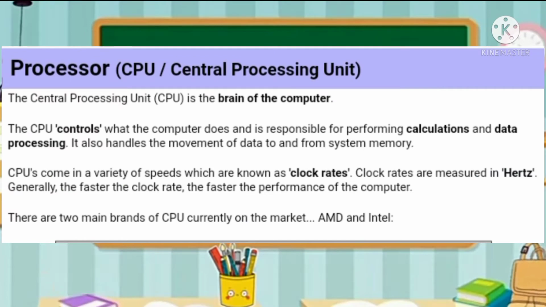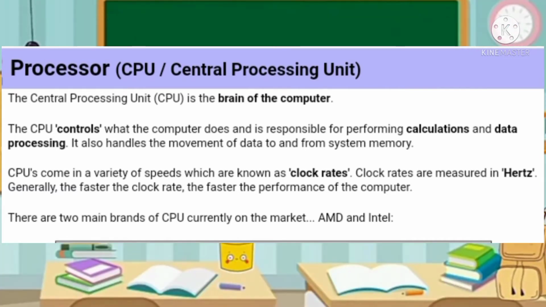The next topic is about the processor or the CPU, Central Processing Unit. The Central Processing Unit or the CPU is the brain of the computer. The CPU controls what the computer does and it's responsible for performing calculation and data processing. It also handles the movement of data to and from system memory.